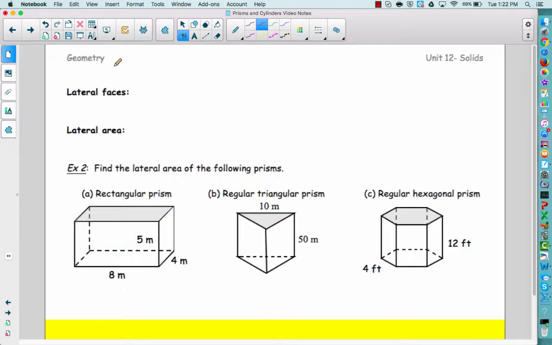So to define lateral area, we really need to know what the lateral faces are. In a prism, the lateral faces are always rectangles. So looking at those pictures we just worked with, you can see that's a rectangle. The sides are rectangles. These are considered their lateral faces. And I'm going to show you why this is true tomorrow in class.